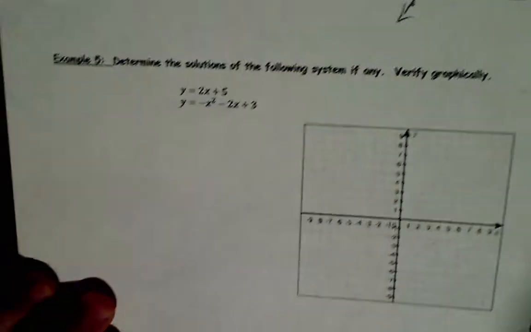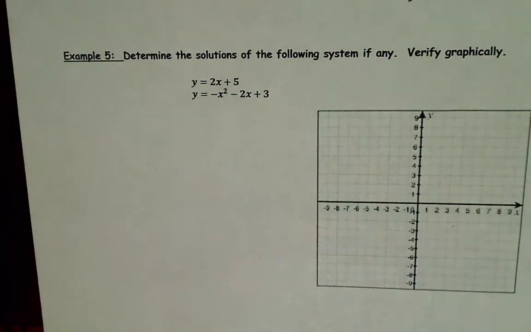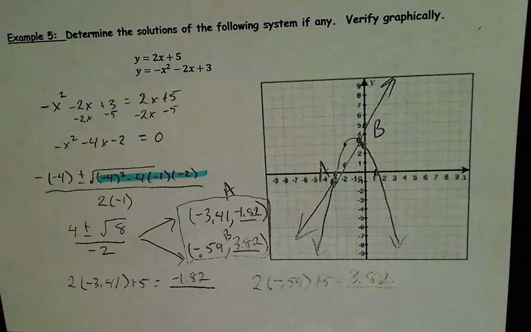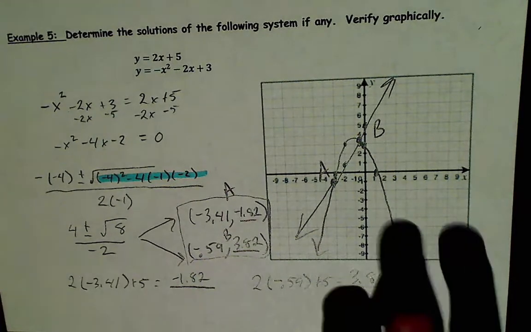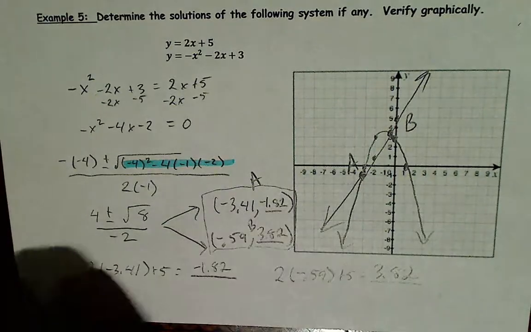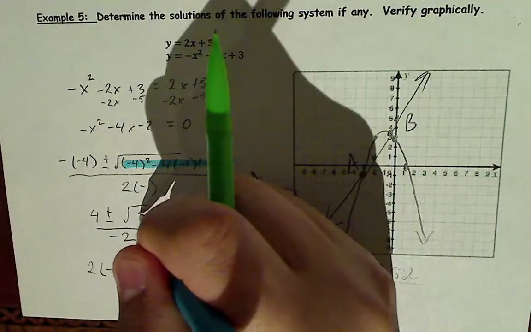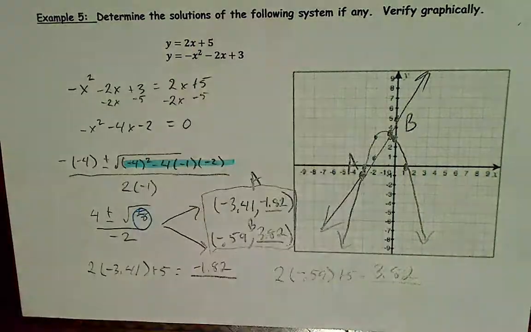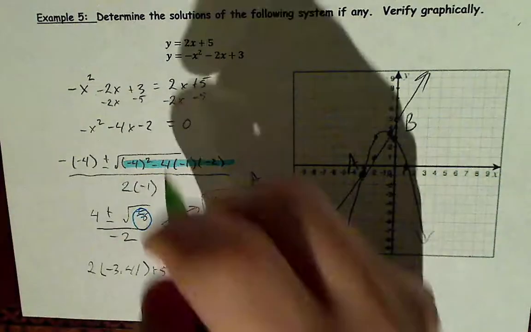And again, try it, verify graphically. Here's the last one, folks. Again, 2 intersection points. My discriminant value was 8. It was 8.